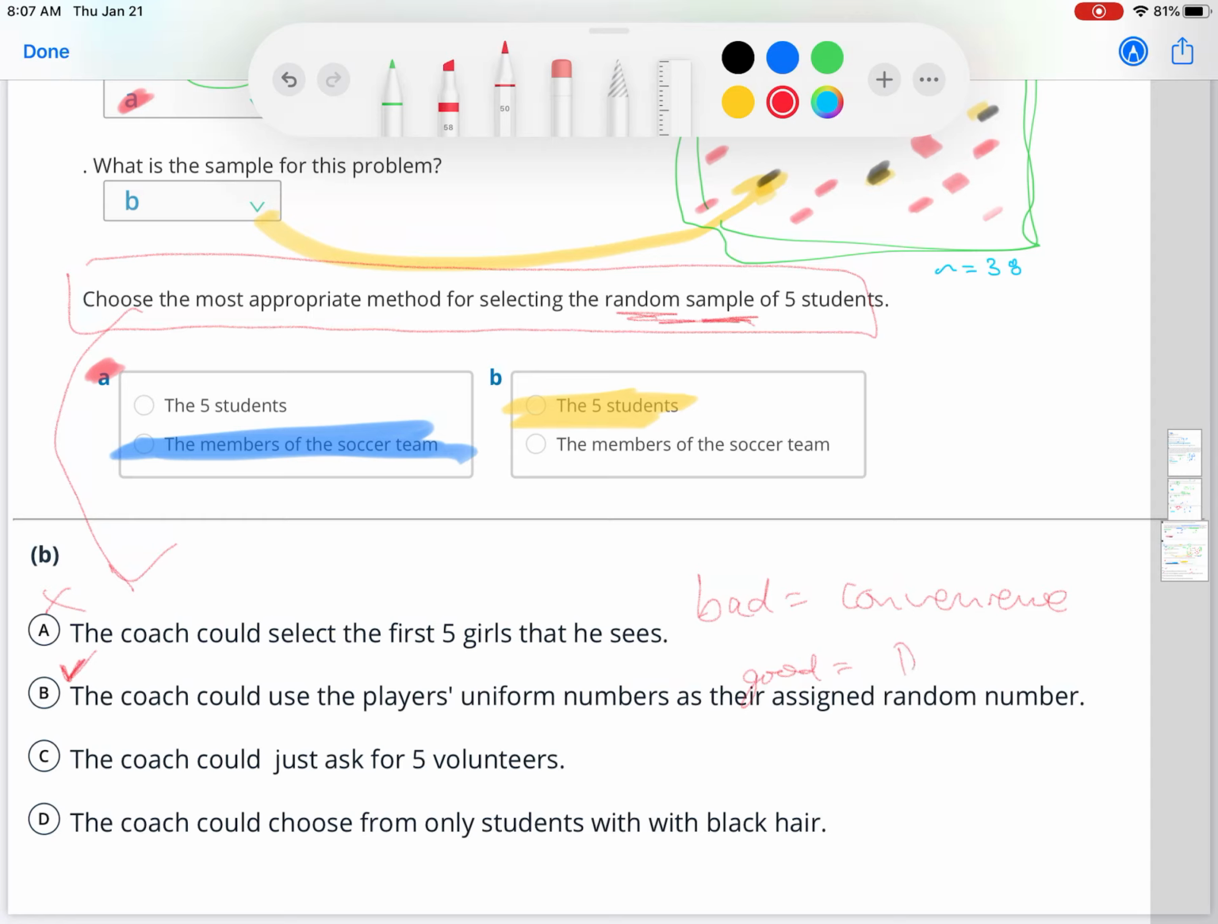That's going back to our digits, right? You're using digits and you're assigning them and it's random. That's good. The coach could just ask for 5 volunteers. Remember, that's bad. Why? That's a voluntary response. So bad. And the coach could choose from only students with black hair. That I would say is biased. You're biased towards just a certain group, which is black hairs. So our answer is B.